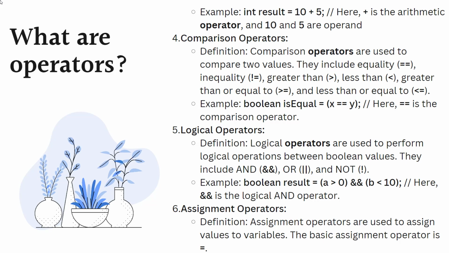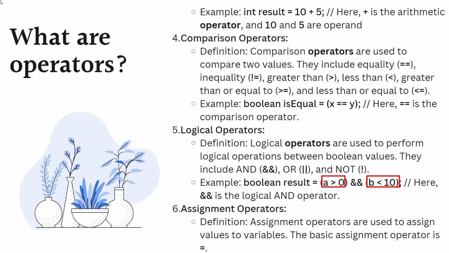Next we have logical operators. Logical operators are used to perform logical operations between boolean values. They include AND, OR, and NOT. For example, we have boolean result = a > 0 && b < 10. Here the two ampersand signs are the logical AND operator, which combines those two expressions on the left and on the right.